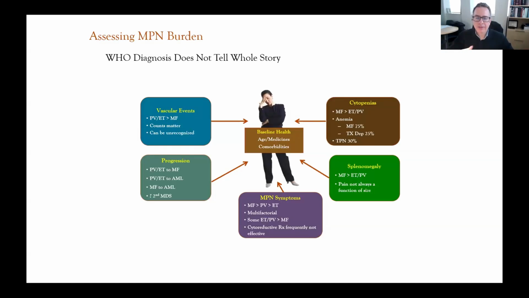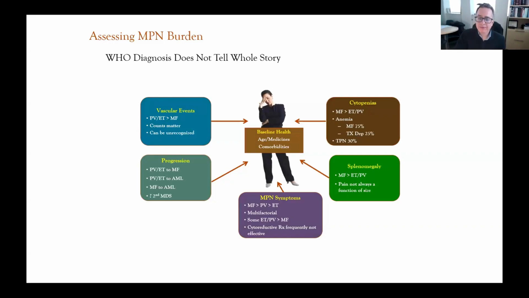So this is a slide that we often show that generally and simply tries to tie in aspects of the disease with features of the disease. So, for example, vascular events, which are more common in PV and ET than myelofibrosis, often are tied into the blood counts, an uncontrolled hematocrit, for example, in polycythemia vera. Cytopenias, which are more frequent in myelofibrosis, are tied into anemia and the need for transfusions in some patients. That can contribute to fatigue and shortness of breath.